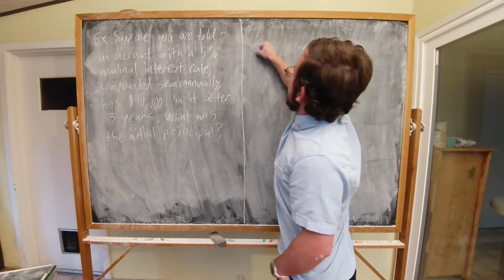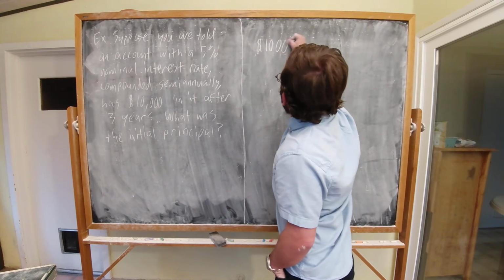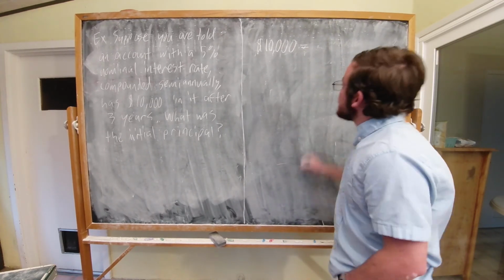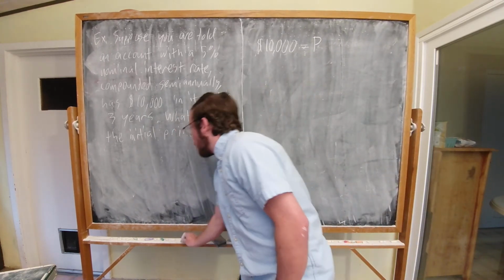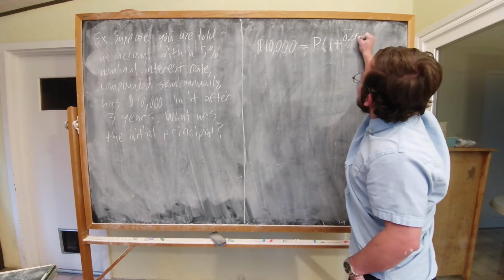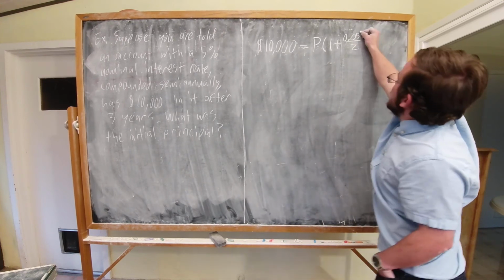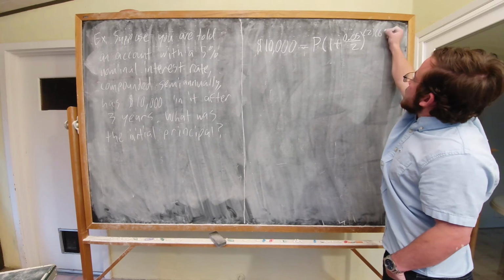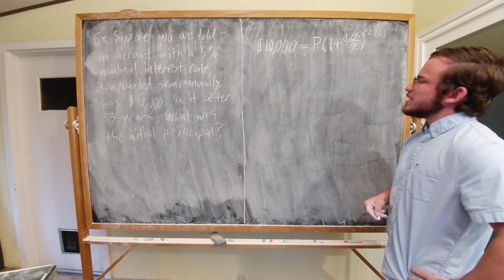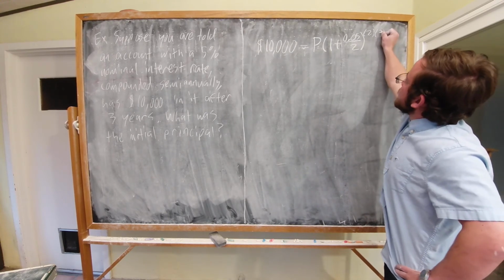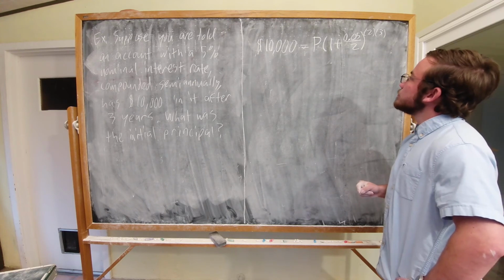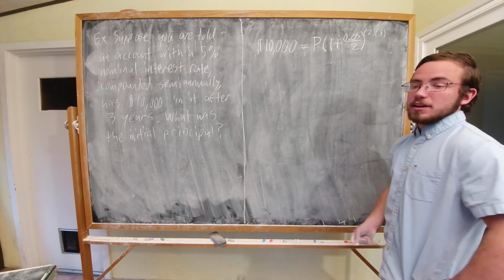We're told $10,000, the amount in the account, is equal to the principal, thing we do not know, times 1 plus 0.05 divided by 2, to the 2 times 3. Heck, you don't even really need logarithms to solve it in this case.